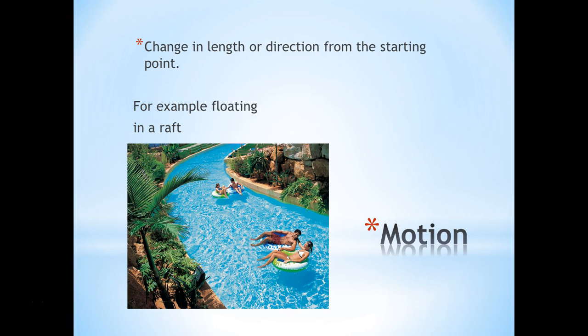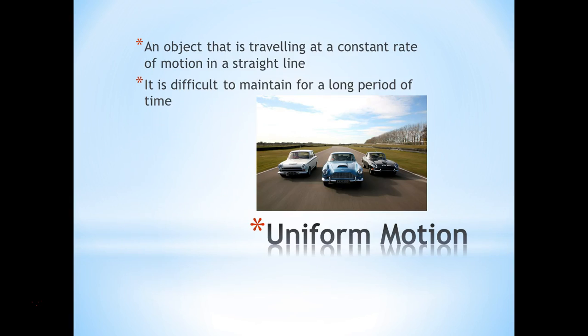The first thing we want to know about is motion. Motion is just any change in length or direction from the starting point. For example, we can imagine ourselves in the summertime floating down this lazy river, and that would be motion. We're moving. Now, uniform motion is a little bit different. This means that an object is traveling at a constant speed in a straight line.